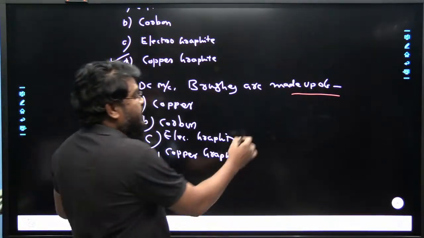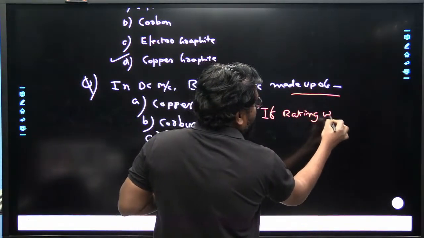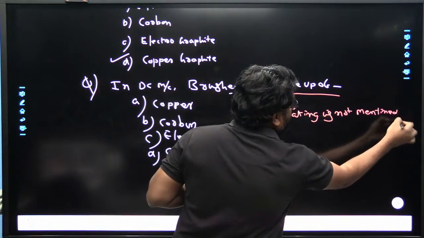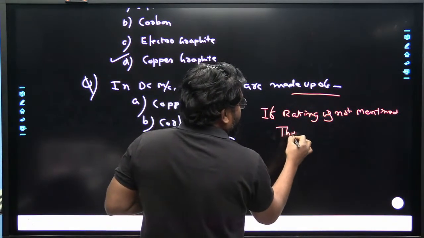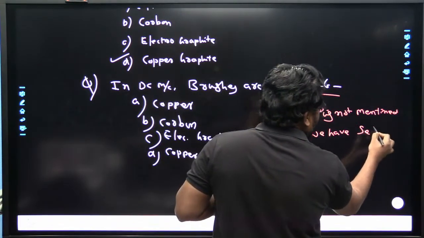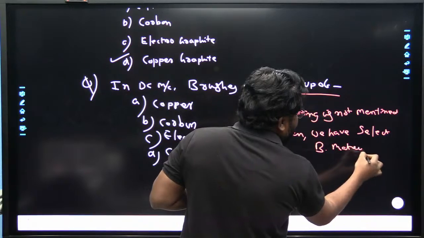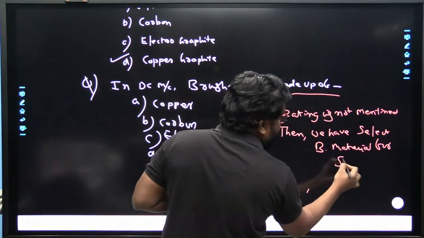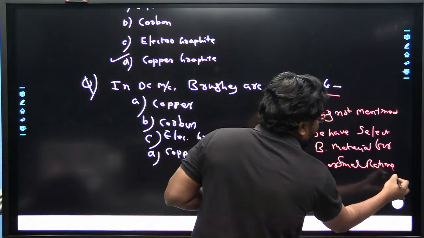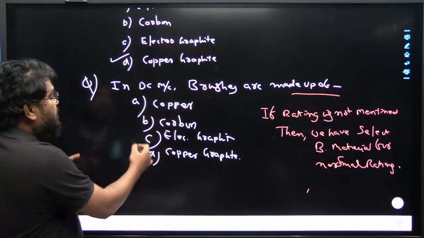So if the rating is not mentioned in the question, we have to select the brush material for the normal rating point of view. That is the normal rating point. So for normal rating, what is the answer for this question? Electrographite.